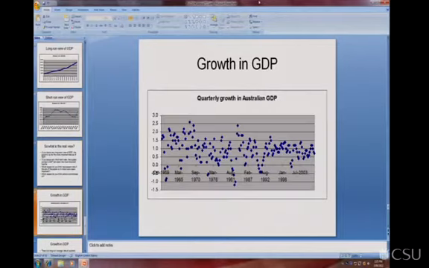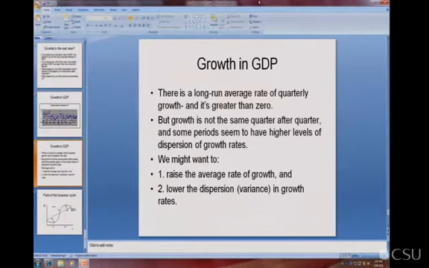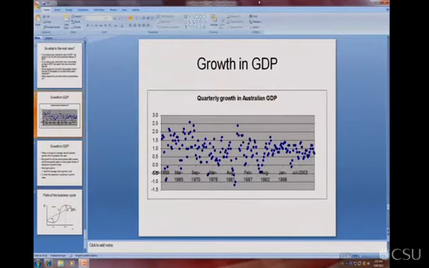Another thing we might want to do, though, is to lower the dispersion, lower the variance. With this graph, if we can try to avoid the really big booms and the really big busts, like the economy shrinking in the early 80s, that was that big recession story. If we can try to avoid those sorts of things and try to have a smoother growth rate for Australia.